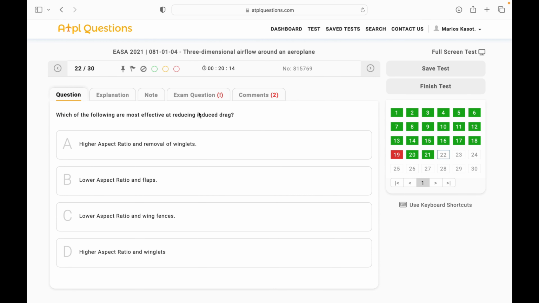Which of the following are most effective at reducing induced drag? High aspect ratio and removal of winglets. Of course, we want winglets to reduce induced drag. Lower aspect ratio and flaps, lower aspect ratio and wing fences, higher aspect ratio and winglets. We have explained the reason.